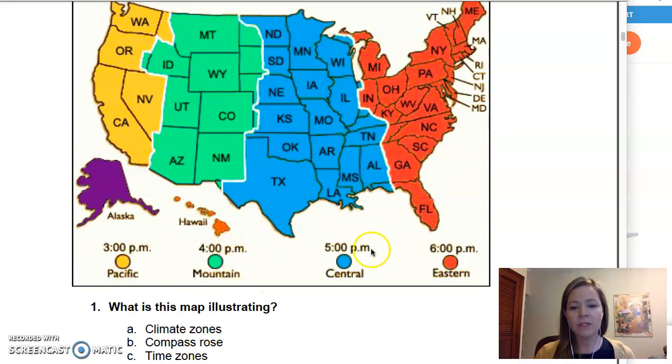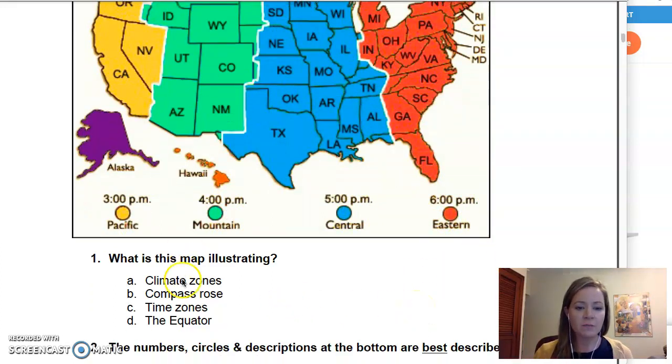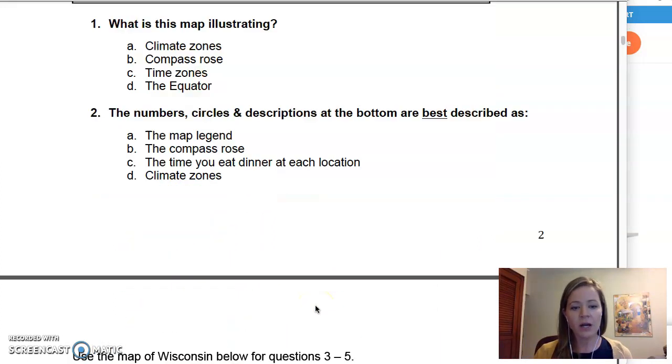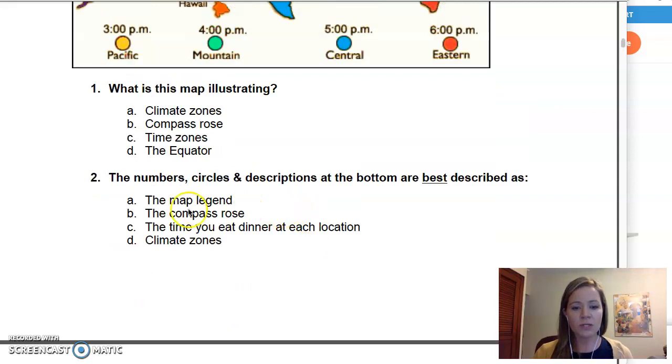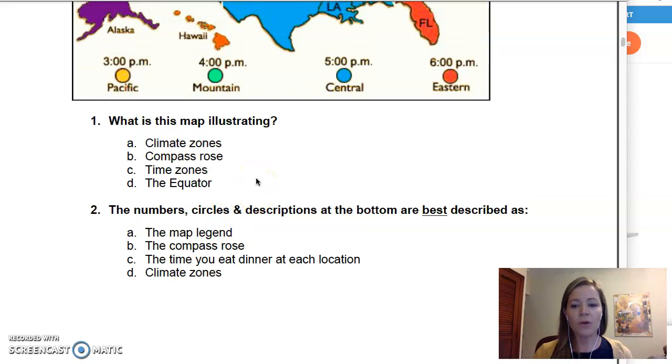Pacific, 4 p.m. Mountain, 5 p.m. Central, 6 p.m. Eastern. And we want them to infer from that this map is illustrating time zones. And so we put that there. And then we want them to also understand what's the numbers, circles, and descriptions at the bottom. What are those? Are those best described as? And we hope that they're going to say that's the map legend.